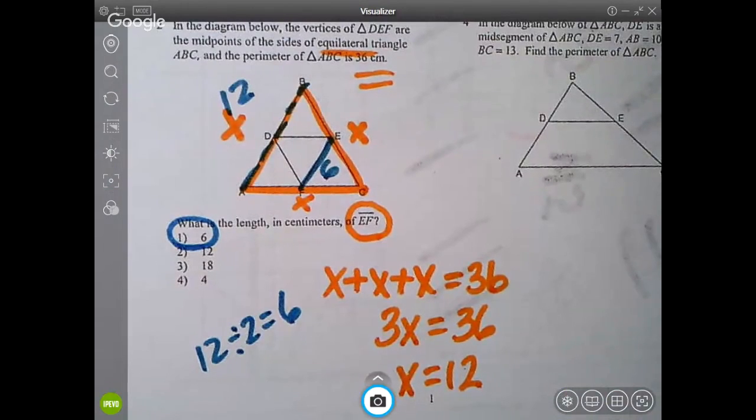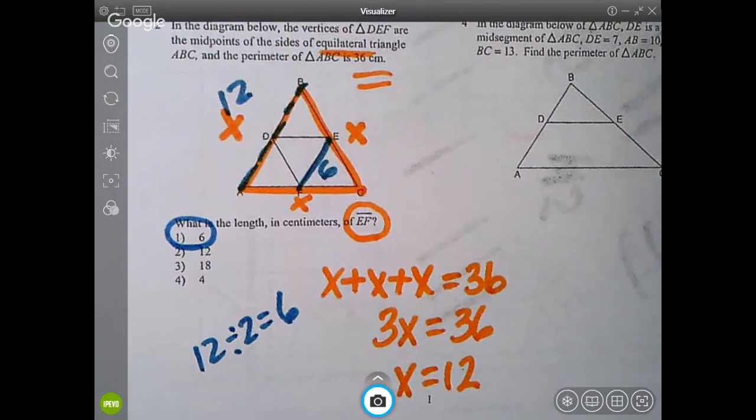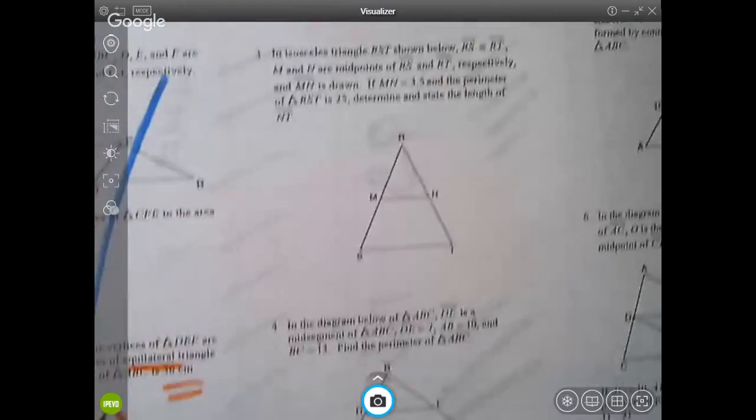You will have a question like this on your challenging test with different numbers. All right, let's go on. Okay, number 3.